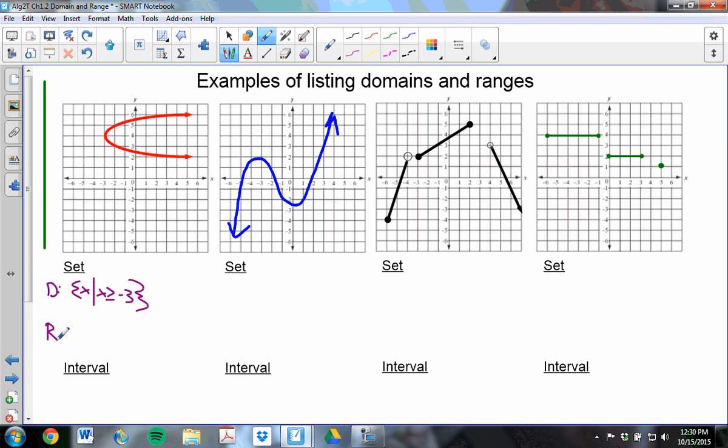The range of this, well, even though you don't really see it, this graph is actually pointing up and down forever. I mean, right now it looks like I'm not hitting the graph anywhere, but this is actually going like this, on forever and ever.